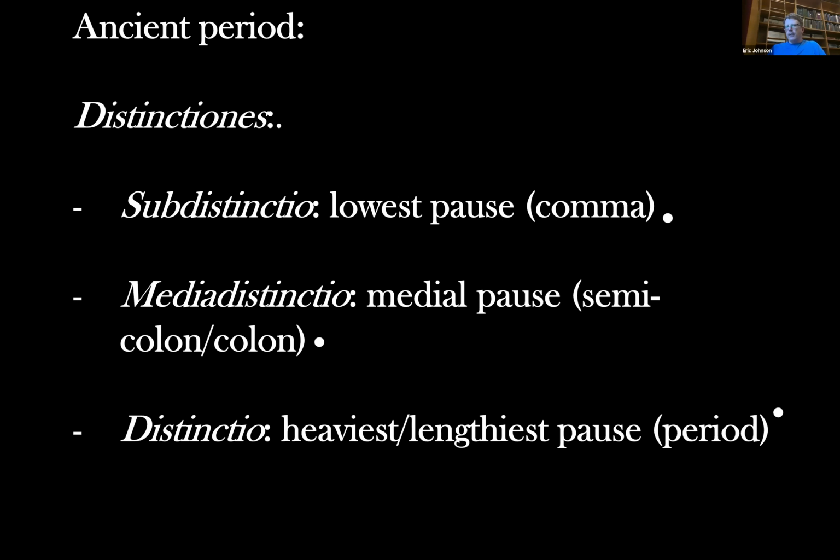So the subdistinctio was the lowest pause and could be equated roughly to today's comma. The placement for that would be at the baseline of the writing, so at the foot of the writing. The media distinctio was a medial pause, so something like a semicolon, maybe a colon. And that punctus, that point, was going to be put halfway up the line of writing, so halfway up the body of the letter. The distinctio was the heaviest and lengthiest pause, and this signified a period. Typically, the distinctio's placement would be at the highest point of the line, at the top. And if you look at the large periods I've put at the end of each of these bullet points, you'll see exactly how those placements worked.